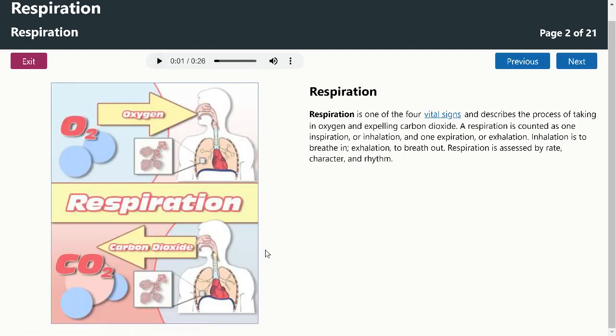Respiration. All right, so respiration is one of the four vital signs, and it describes the process of taking in oxygen and expelling carbon dioxide. So a respiration is counted as one inspiration or inhalation and one expiration or exhalation. So when you breathe in and breathe out, that's one. Breathe in, breathe out again, that's two. Inhalation is to breathe in, exhalation is to breathe out. I think y'all know that. Respiration is assessed by rate, character, and rhythm.